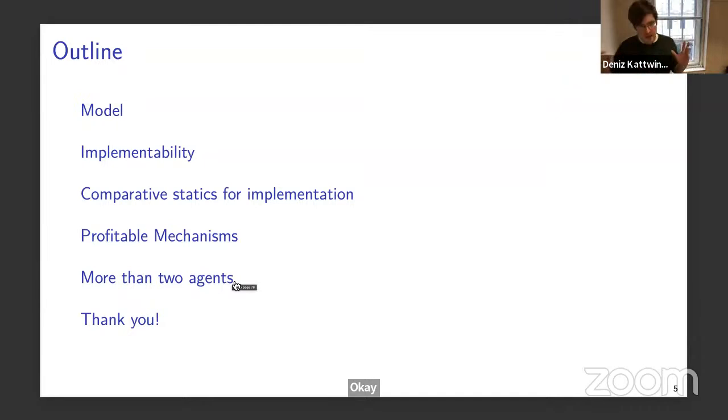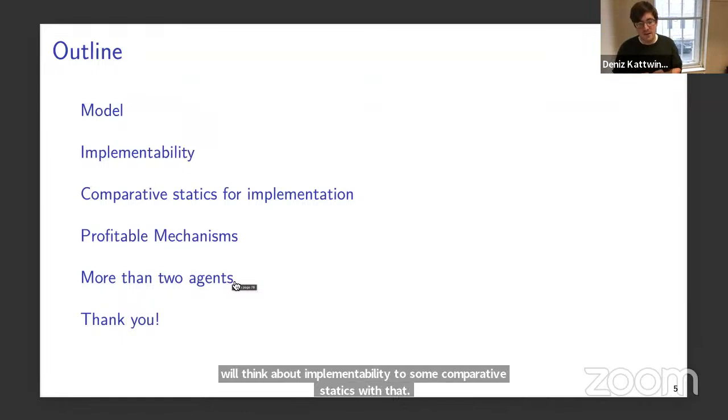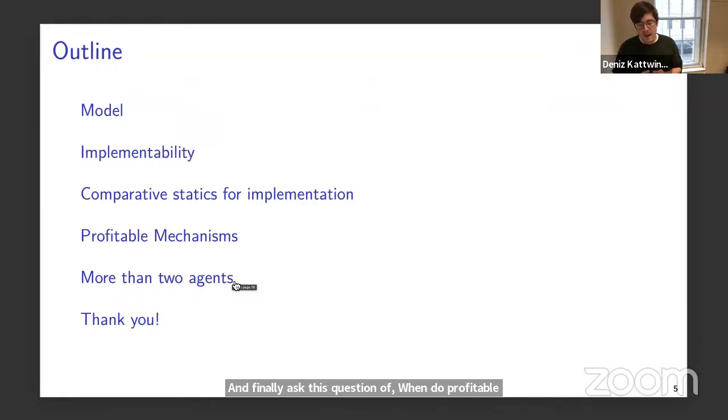So what is the plan? I'm going to talk a little bit about the model. Then it will be very short. Then we will think about implementability, do some comparative statics with that, and finally ask the question of when profitable mechanisms exist. And finally, I want to show you what we have to say about the case when we have more than two agents.